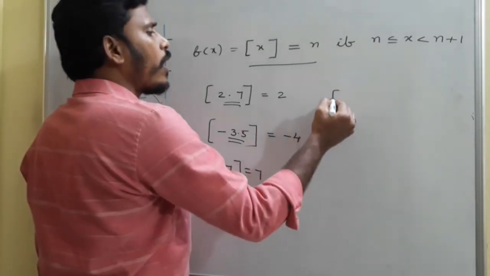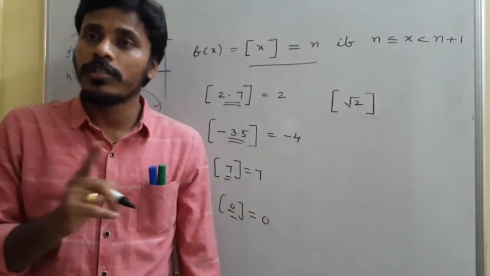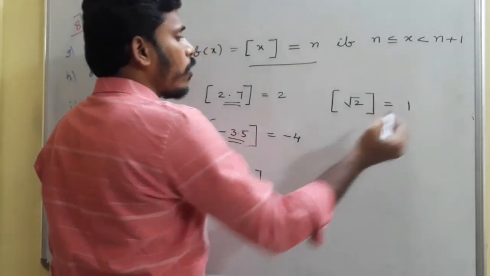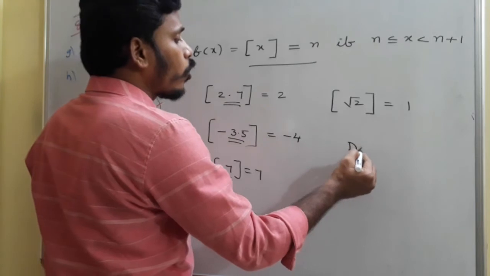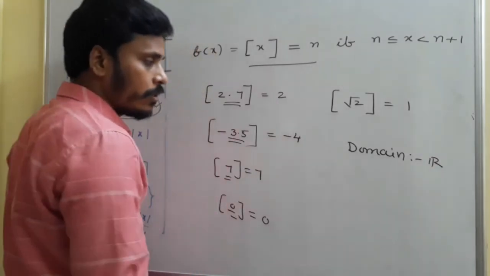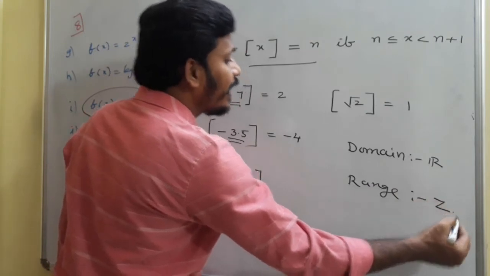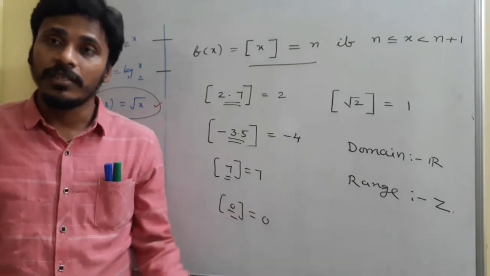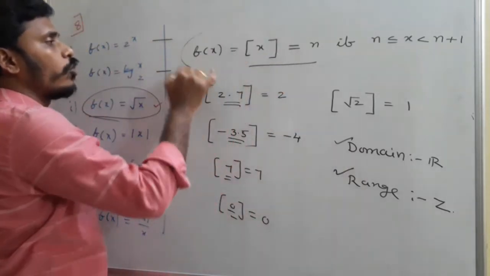Suppose you take the step of root 2. Root 2 is also possible, right? In the place of x. See, root 2 is approximately 1.4 something. It is in between 1 and 2. Then your step value is 1. This is the basic definition of the step. So with this idea, we will conclude that the domain of f of x is equal to step x is all real numbers. Whereas the range is only integers. Step x value is always an integer, and that's why the range is integers. So that is domain and this is range for f of x is equal to step x.